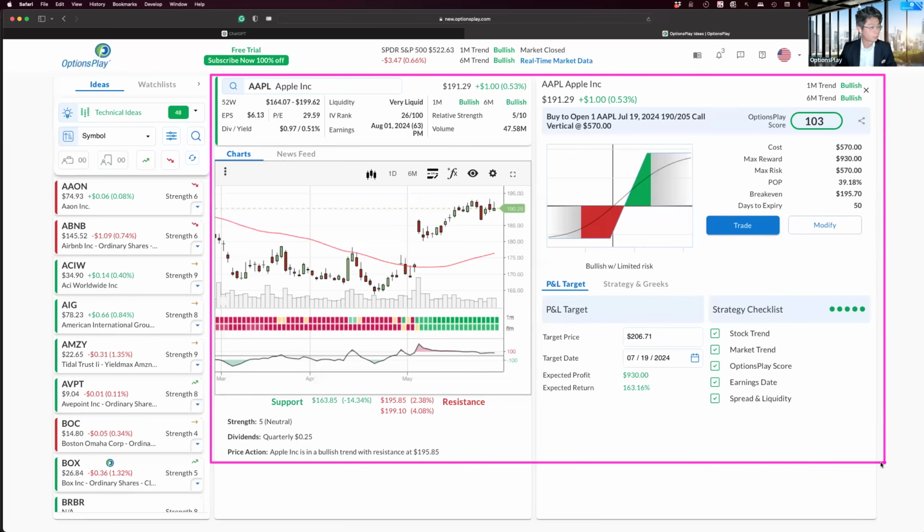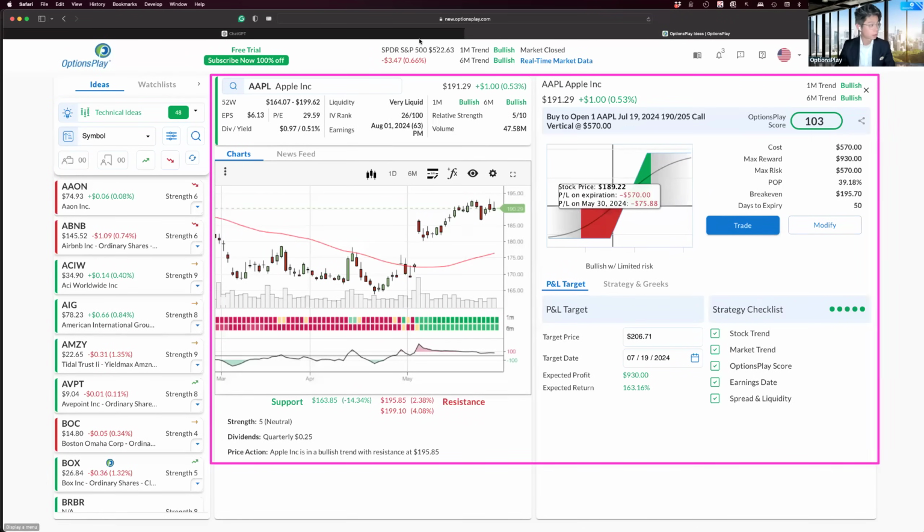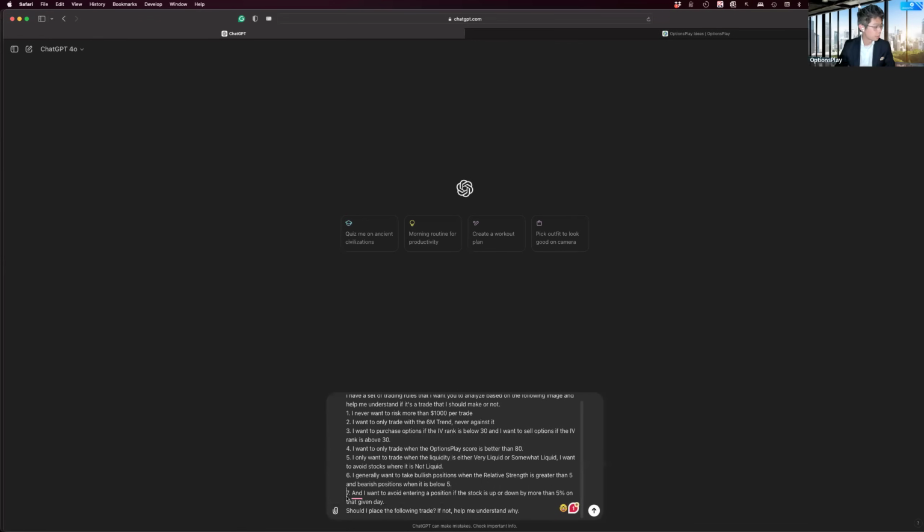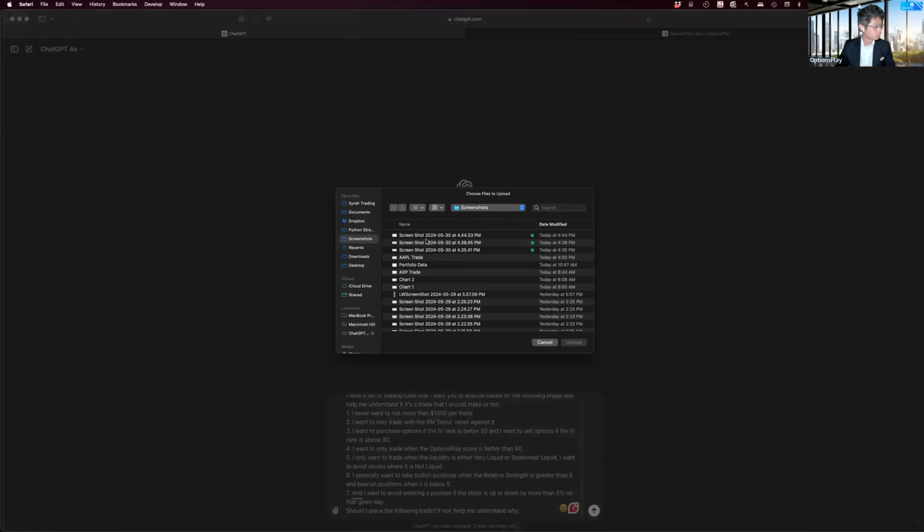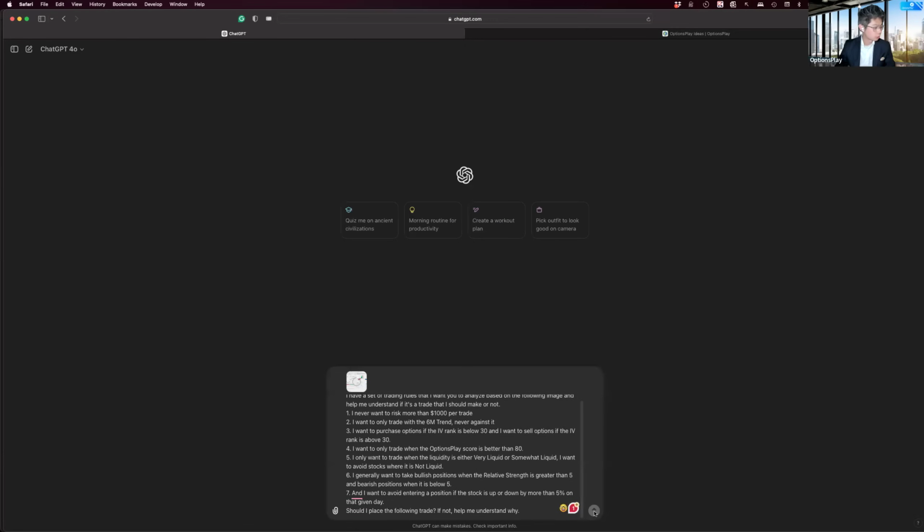This part of the screen. So what I'm able to do is basically capture the trade details on that screen because it includes all of the metrics that I need to make a trading decision. I just took a screenshot there, and I'm able to upload that alongside these set of rules. And it's just going to tell me whether I should place this trade or not.